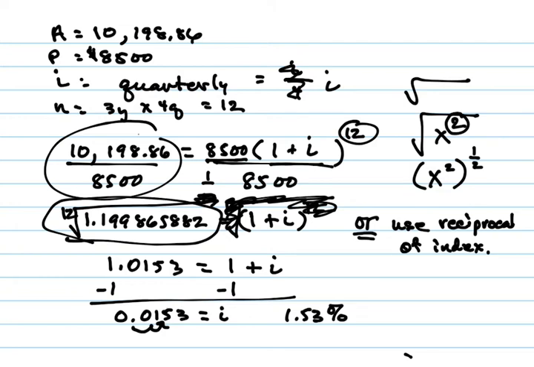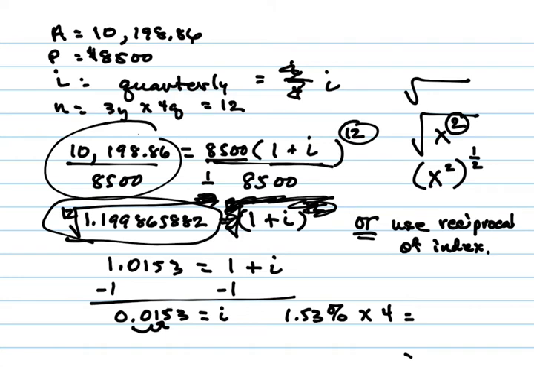But how many compounding periods did I have? Was it compounded yearly? Not 12. So, no, quarterly. So 4. So that means I need to multiply that number times 4.